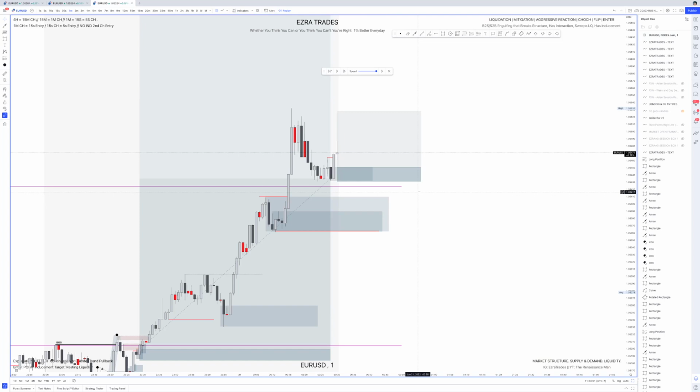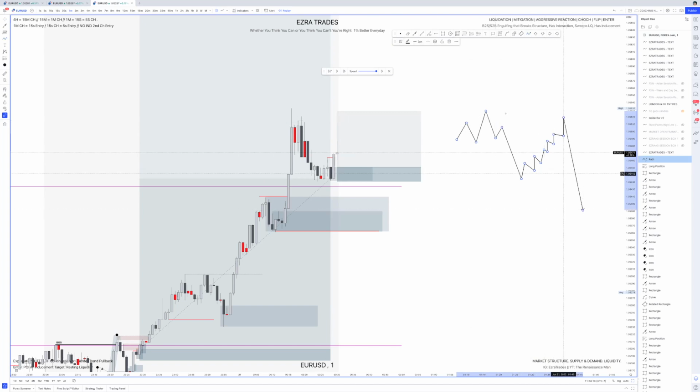And the reason why I look for inducement is because if we're returning to a point of interest, let me give you an example here, right? Let's say here we break structure like this, right? And we bring commitment. What I want to see is that upon approach, I can sweep liquidity into that POI, right? Now, here's the thing.